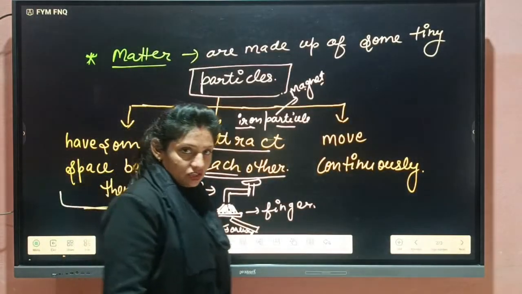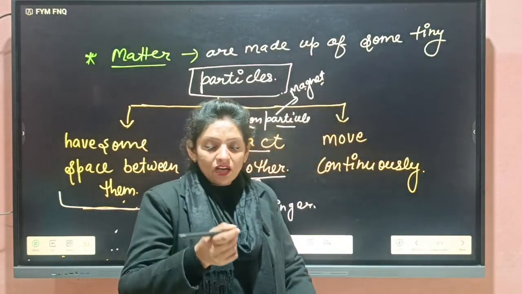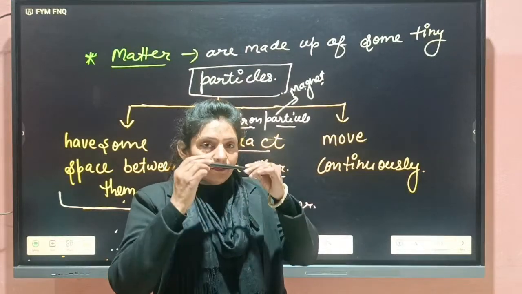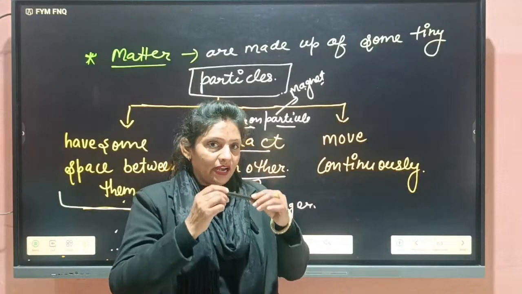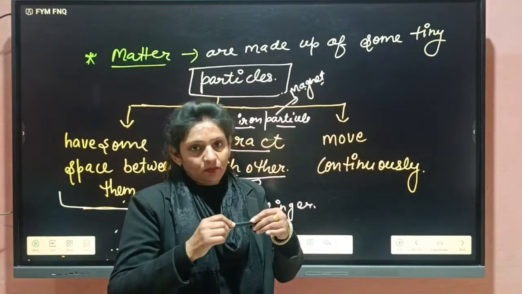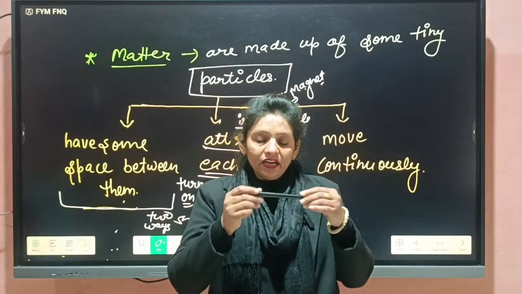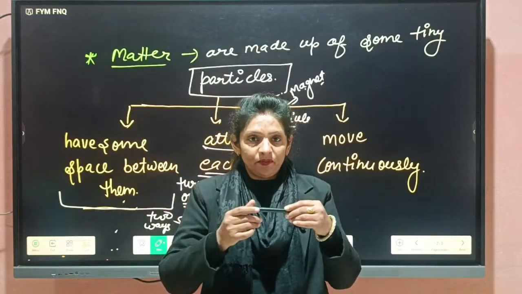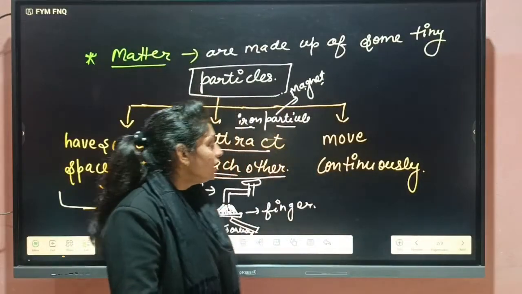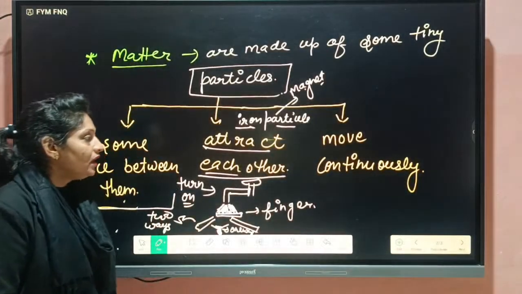Particles attract each other. So students, like this fan is made up of metal. So those tiny particles are attracting each other. That's why they are binding. And it is hard. If particles did not have any attraction between them, then they would not stick with each other and it would not be hard. They would move freely. Due to their attraction, they are binding with each other. Okay, students? So we can say particles attract each other.